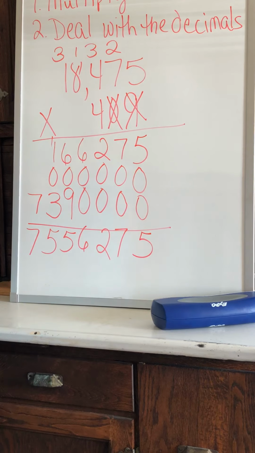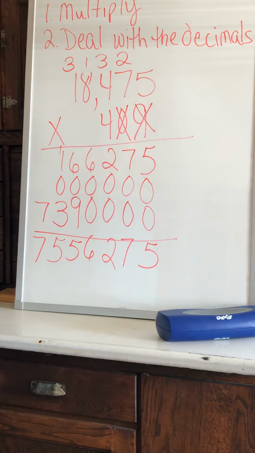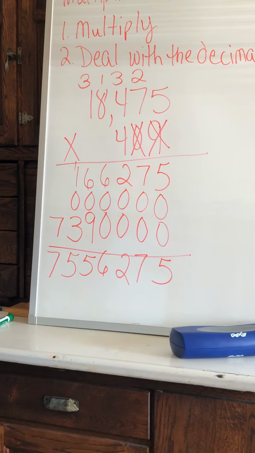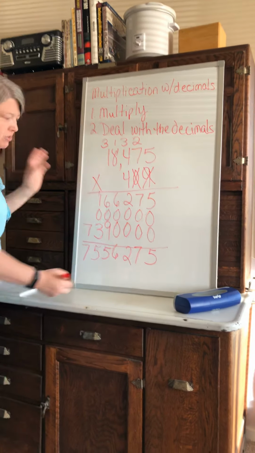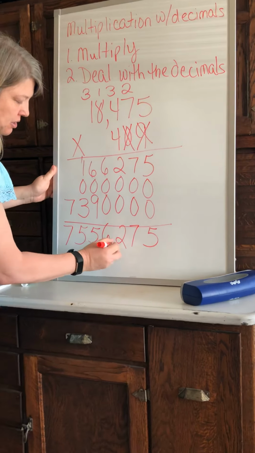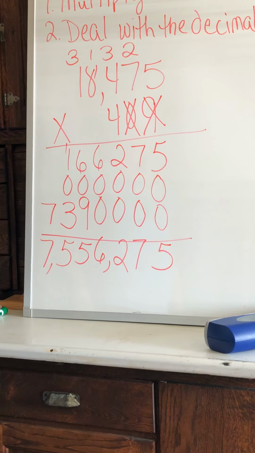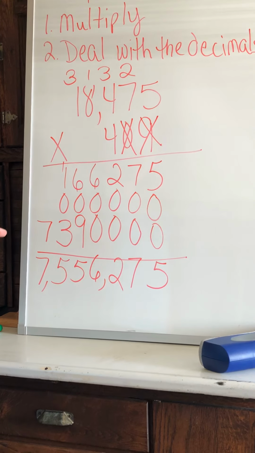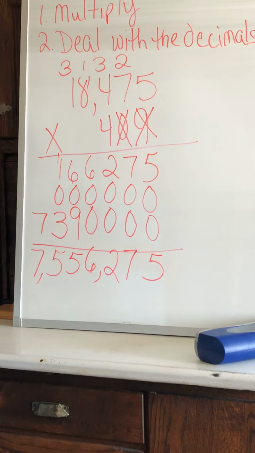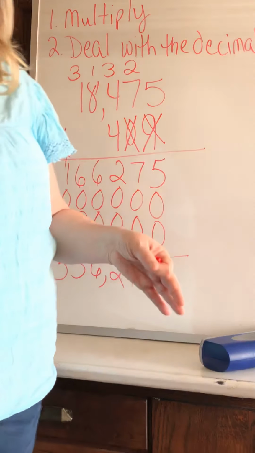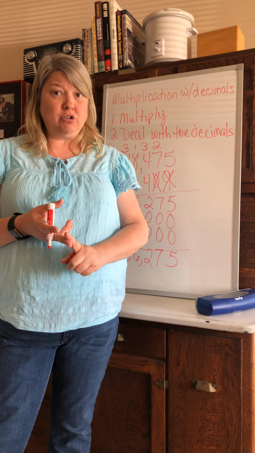All righty. Okay, and that is one actually that I did not put a decimal in there. That's just a regular multiplication. Okay, so I'm going to show you where the commas go. Start at the back, every 3 numbers. There's 1. There's 1. What's that number say? 7,556,275.